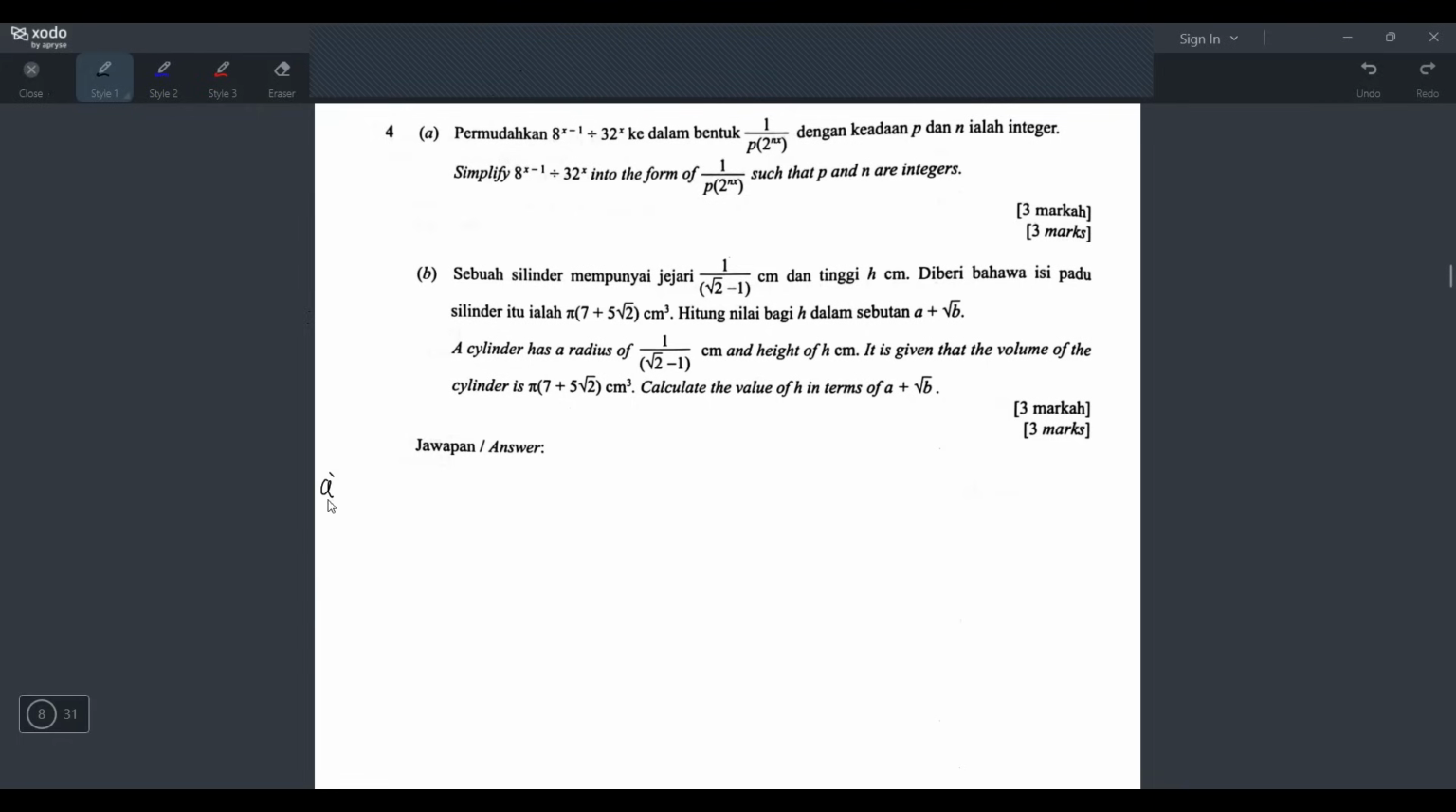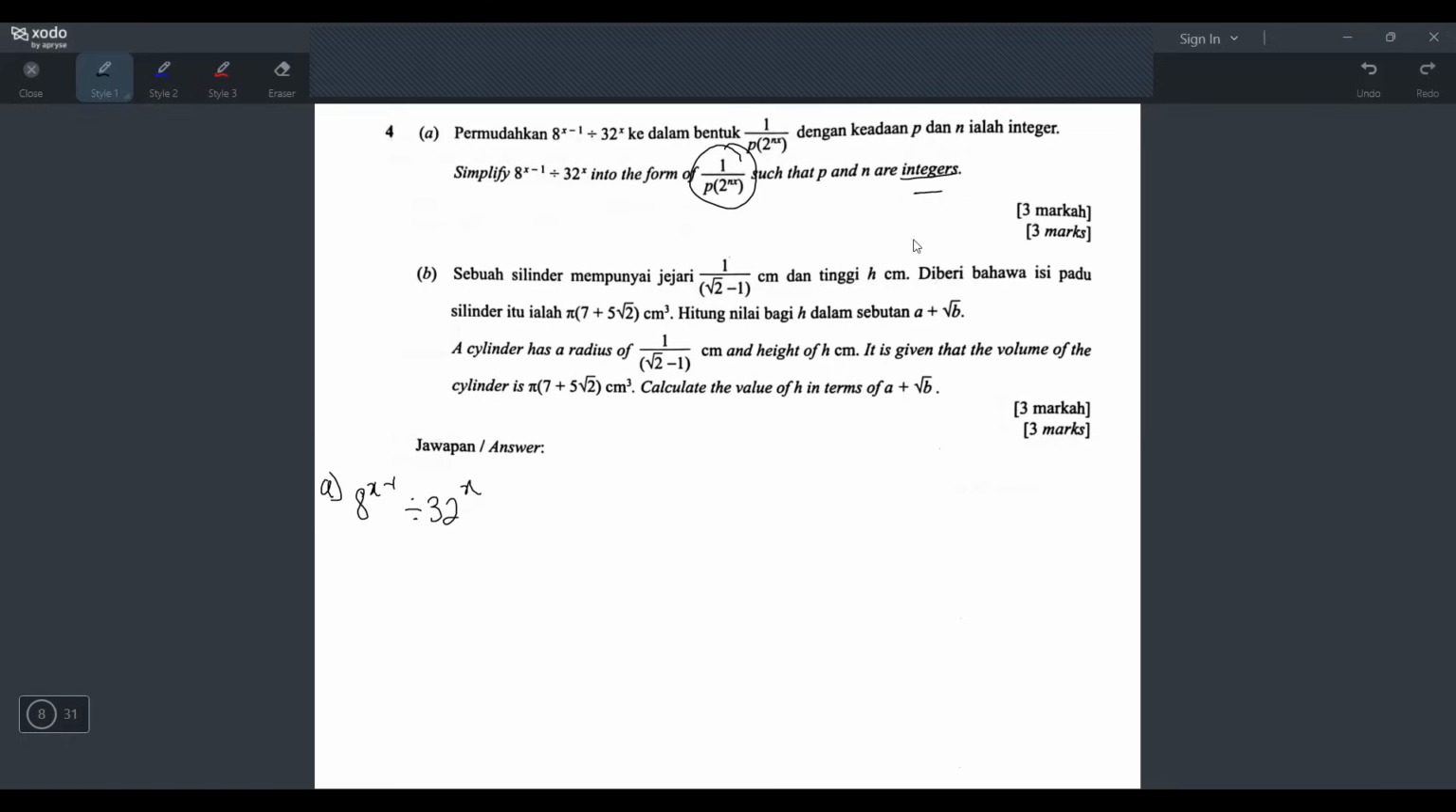Okay, number 4. This looks like an indices and logarithm punya soalan. Let's do A first. Simplify this whole thing: 8 power x minus 1 divided by 32 power x into this form such that P and N are integers. Hey, what is integer? Integer means it's a number macam 1, 2, 3, 4, 5 macam tu. Then we call it integer.